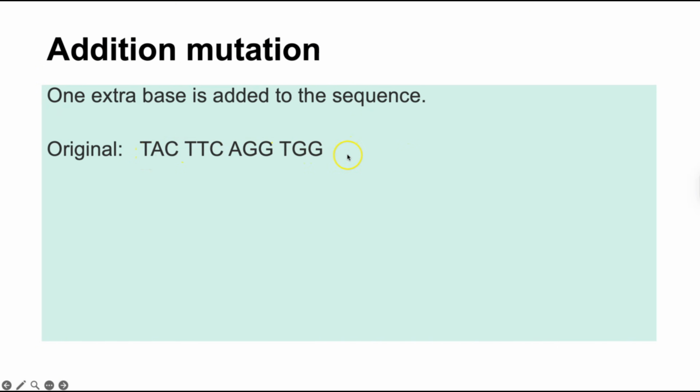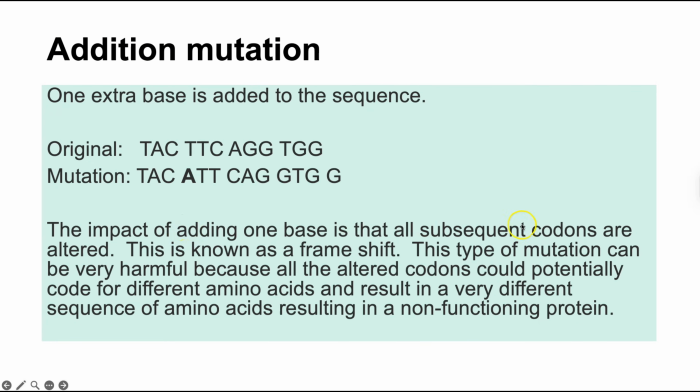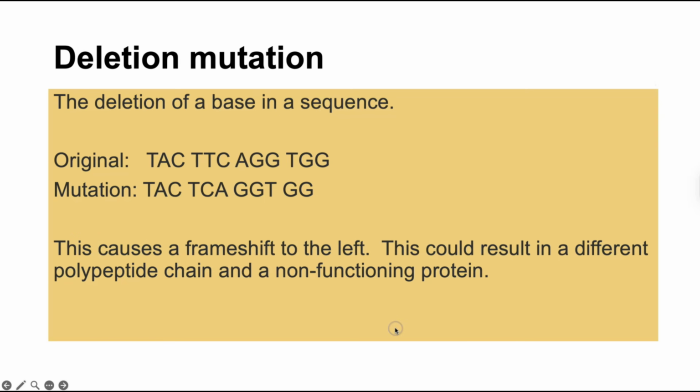If we have a look at this original sequence here, we've added in an additional adenine nucleotide, and as a result we get a frame shift, meaning all of the bases downstream of that mutation shift one position to the right. That causes a change in all of these codons, and therefore they will probably code for different amino acids, resulting in a very different amino acid sequence and a non-functioning protein.